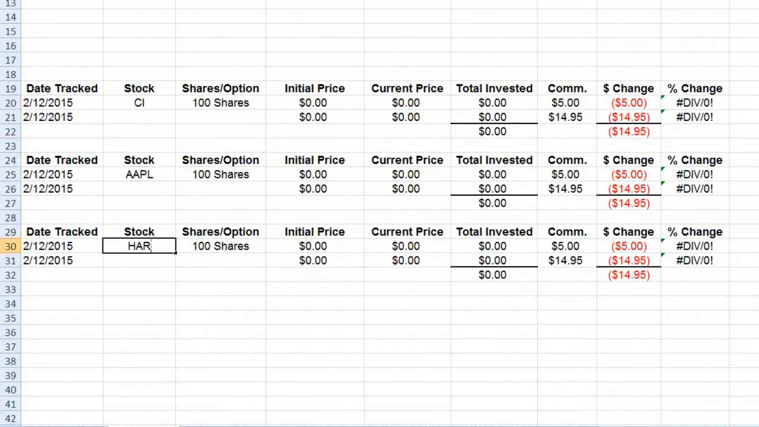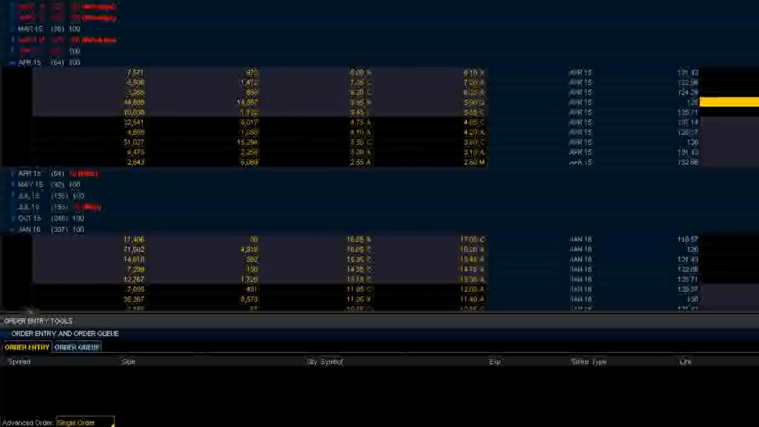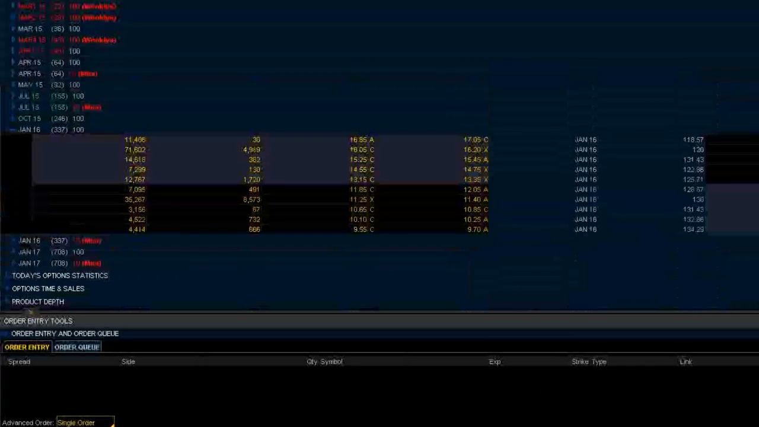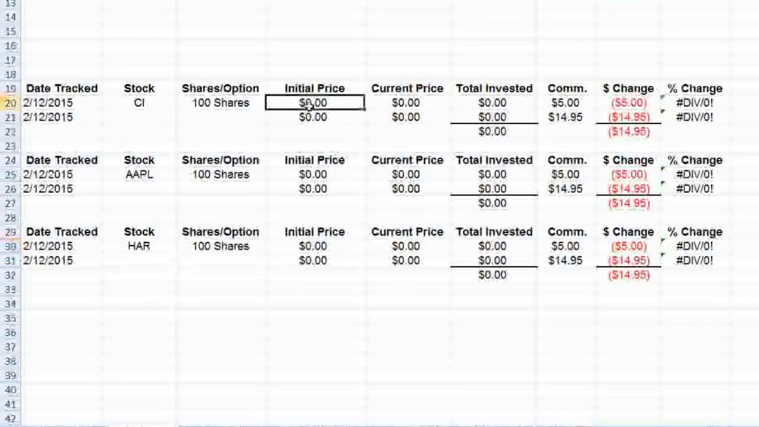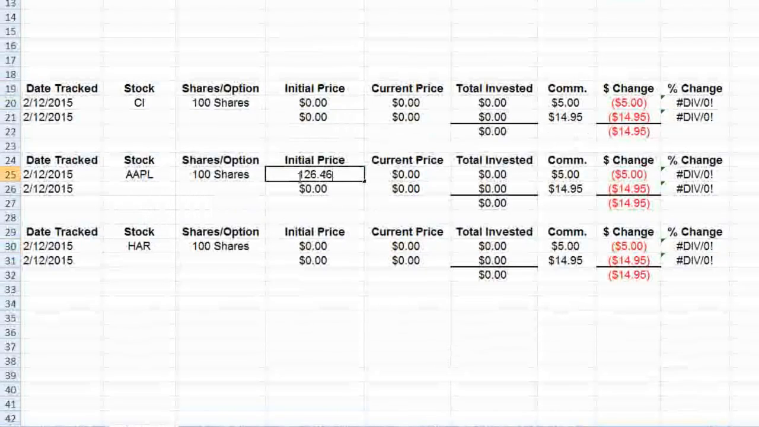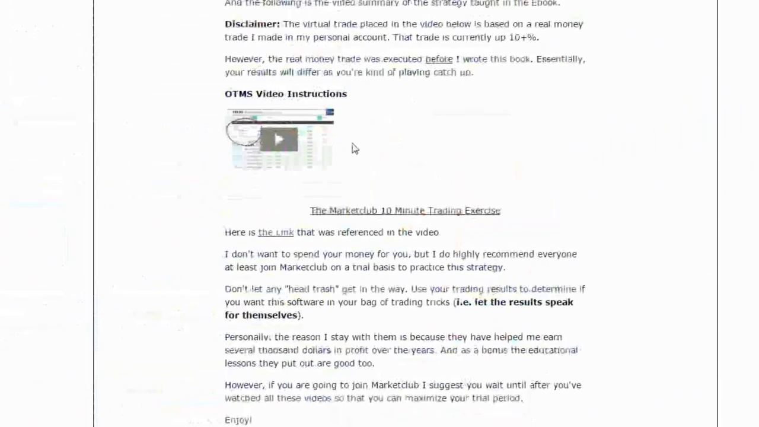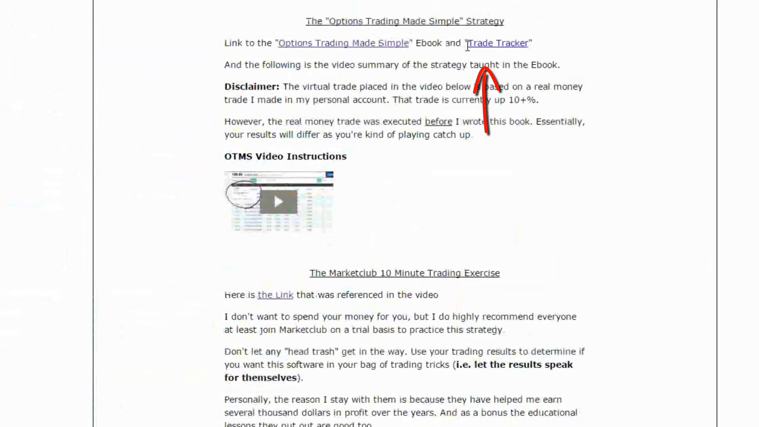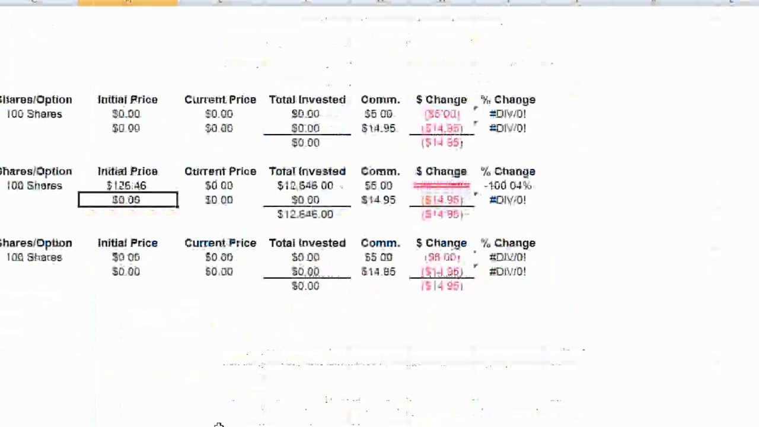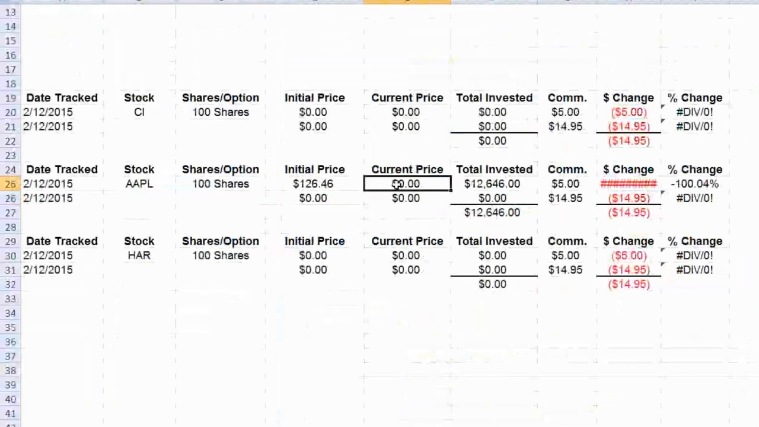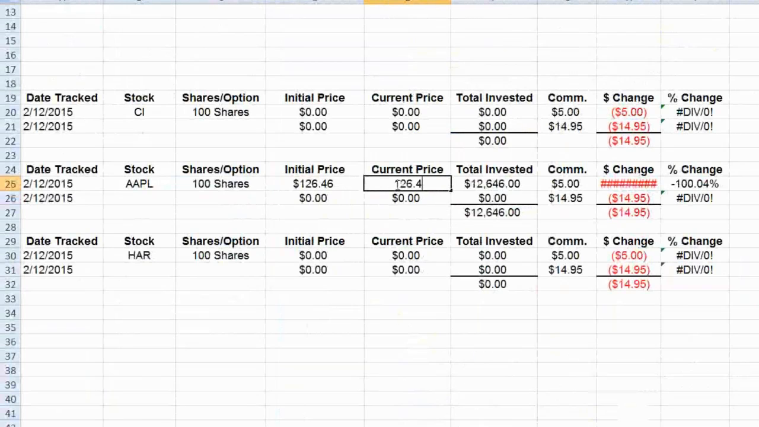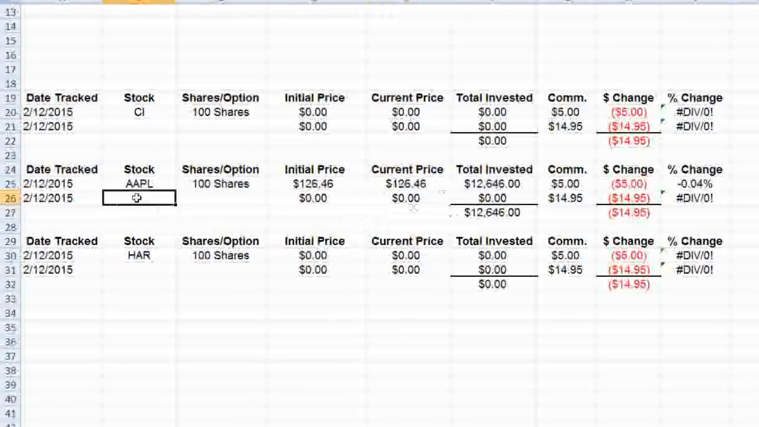All right, so let's go here to my broker platform again. Apple Computer closed at 126.46 today, and this spreadsheet here is actually on that web page where the webinar is going to be posted. It's called the Trade Tracker. Let's pull up that website again. You can see up here the link to the ebook and the Trade Tracker. This Trade Tracker is actually right there on that web page, so you will see that, and I will actually upload this updated version.